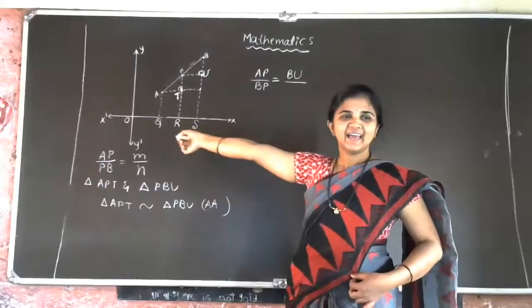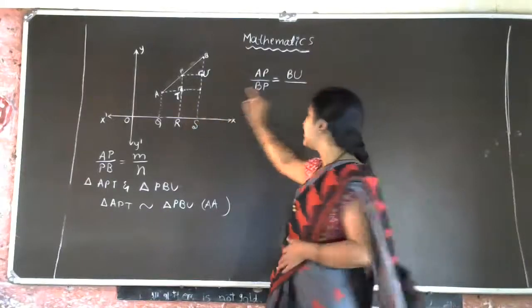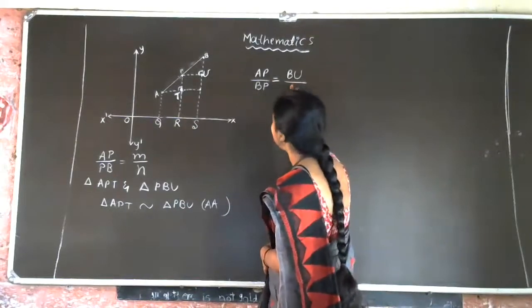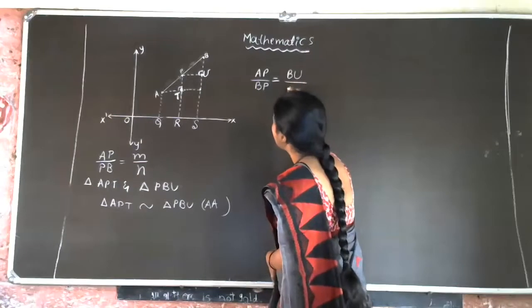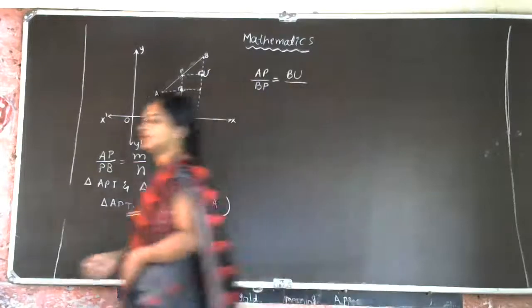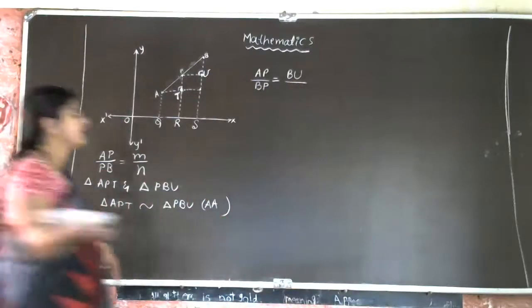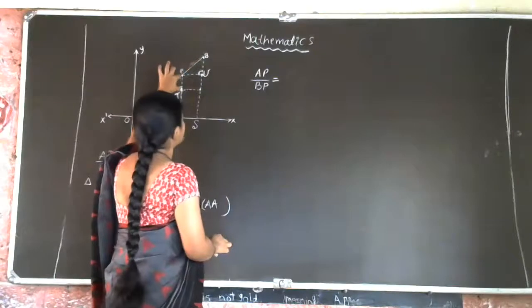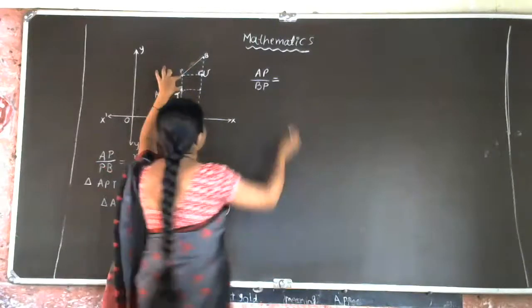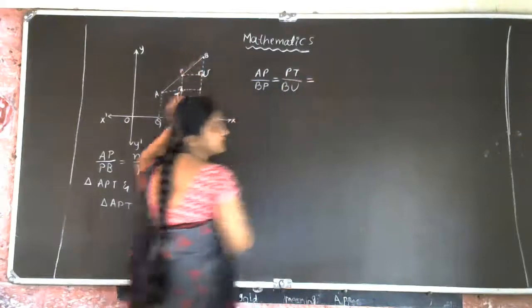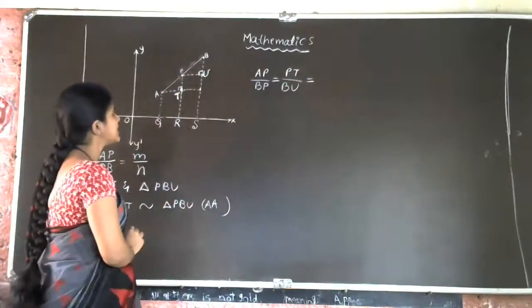Okay. Now look at this diagram, and according to that, AP by BP is equal to BU divided by PT. See here, we took this triangle AP and this triangle PB. Next we have to choose this one now, PT divided by BU. Okay. Next, which is equal to another one, Shri Harsha?